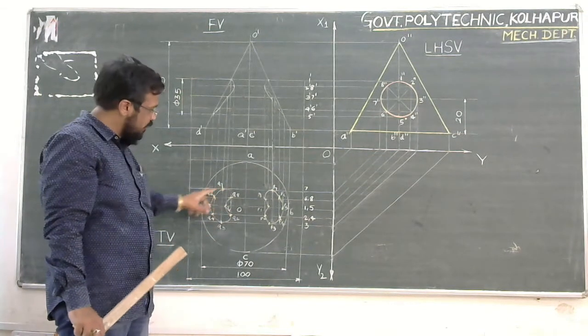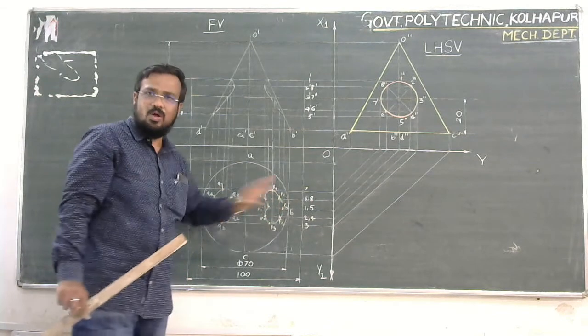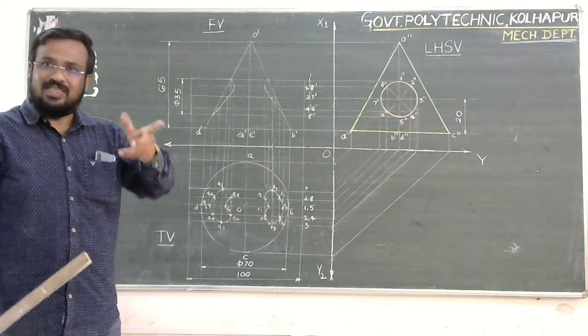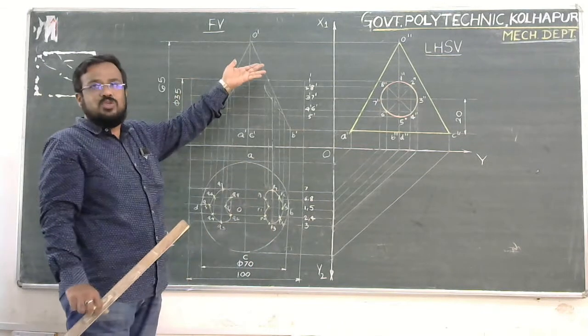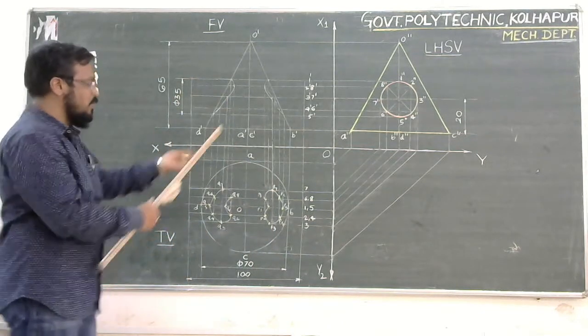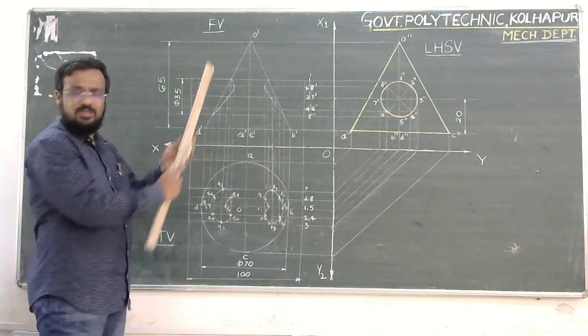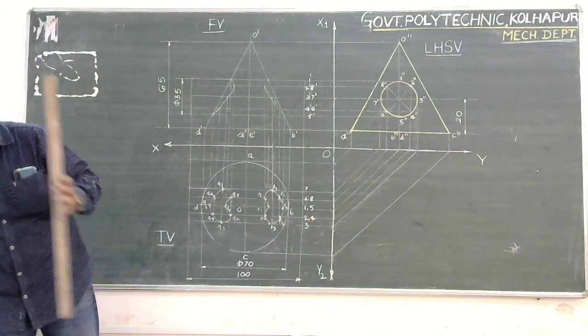So see, refer to this portion. Now this has been completed in the top view. Projection of intersecting points has been drawn in the top view. Now project all those points into the front view. So in the front view, you just have to refer to these points.